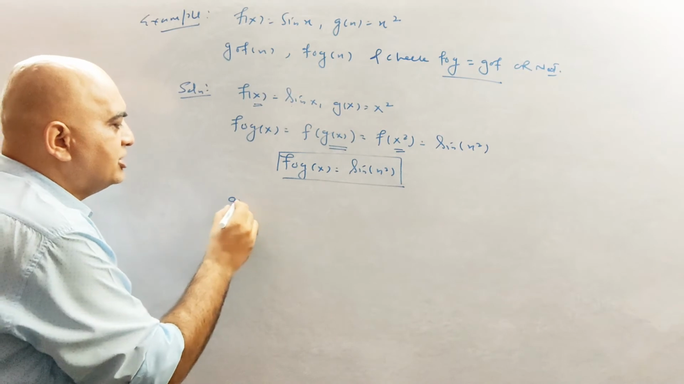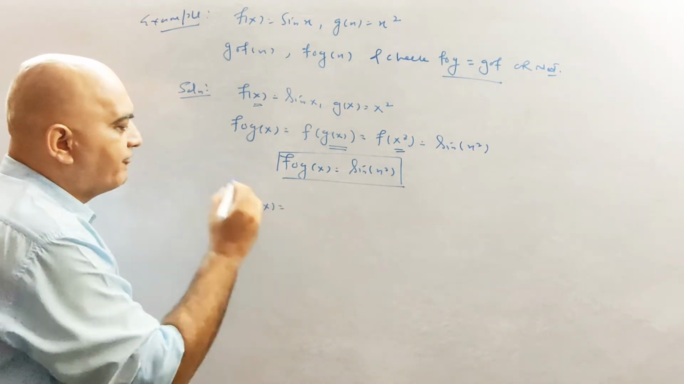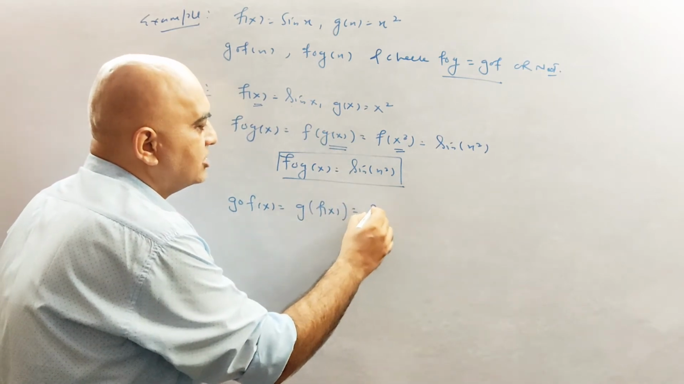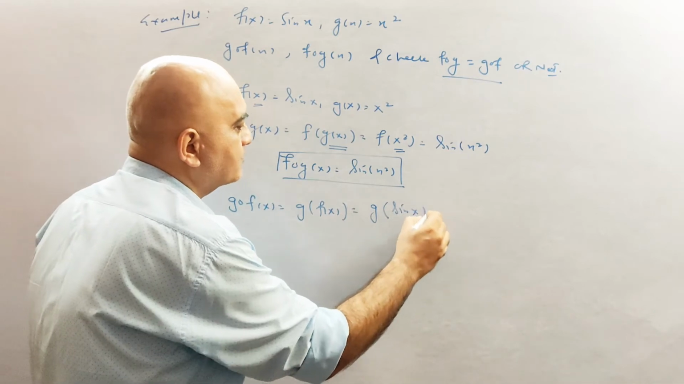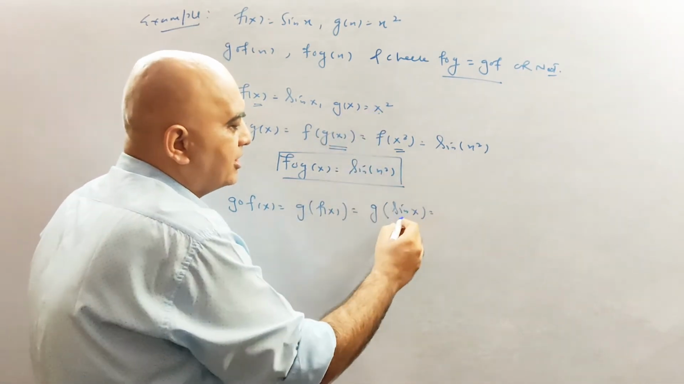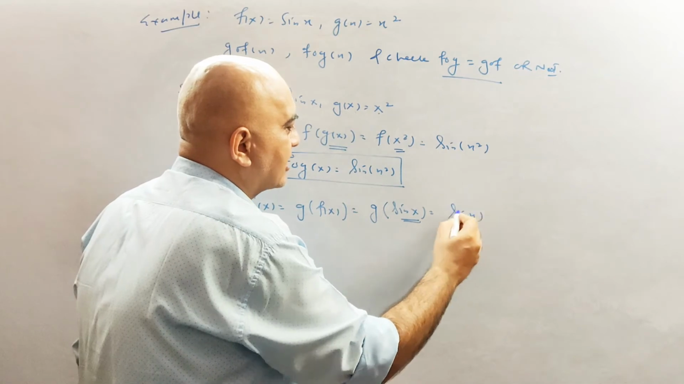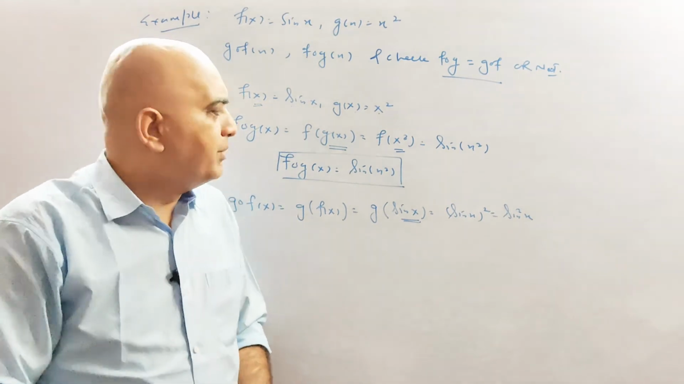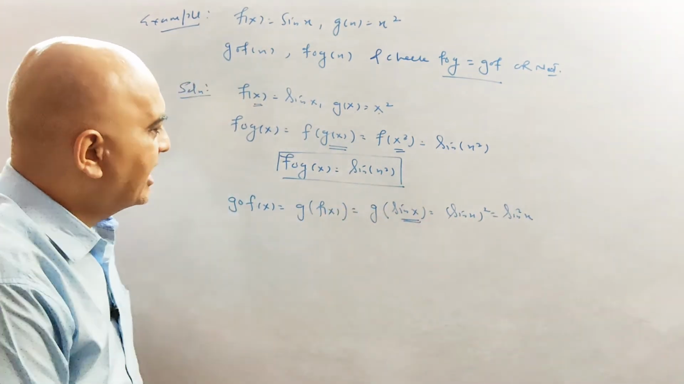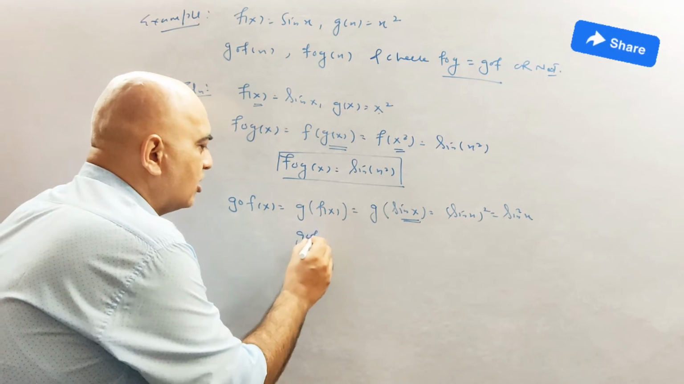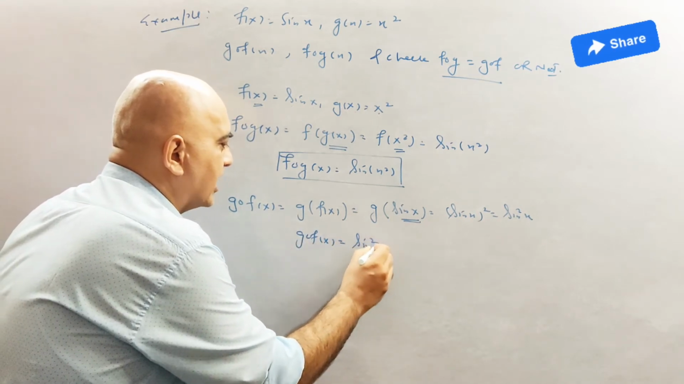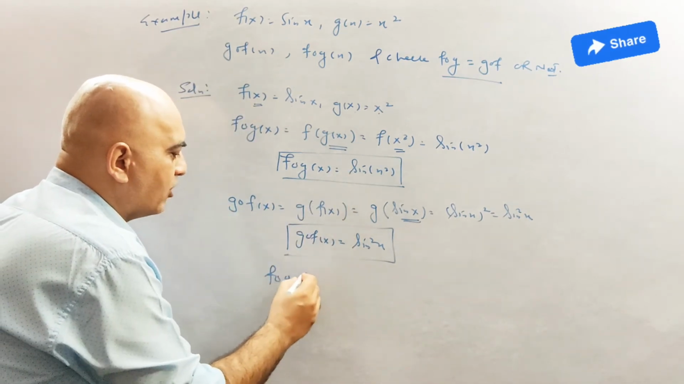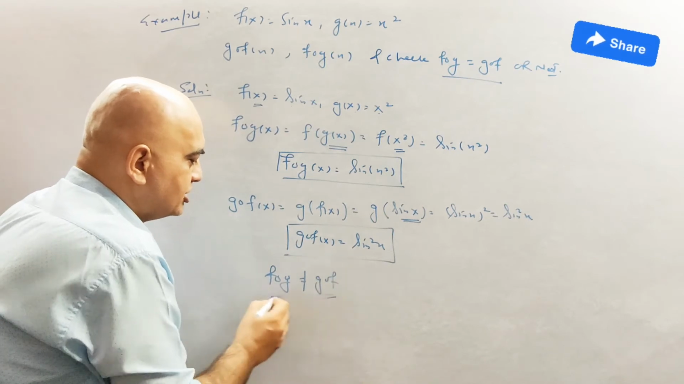And another one is g of f. How can we define g of f? Now g of f of x, that is g of sine x, and g of x is x square, then g of sine x will be sine x whole square. That becomes sine square x. And there is a very big difference between sine square x and sine of x square. So g of f of x is equal to sine square x, and these two values are totally different. So f of g never equals g of f.